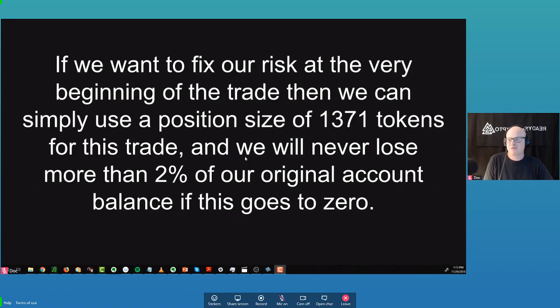So if we want to fix our risk at the very beginning of the trade, this is what I call a fixed risk position. And this is mostly what I do with most of the trades that I do in the newsletter or anything else that I do, because I don't want to care about this. I want to keep the position size small, and I want to encourage you guys to trade small so that you don't become emotional about this.